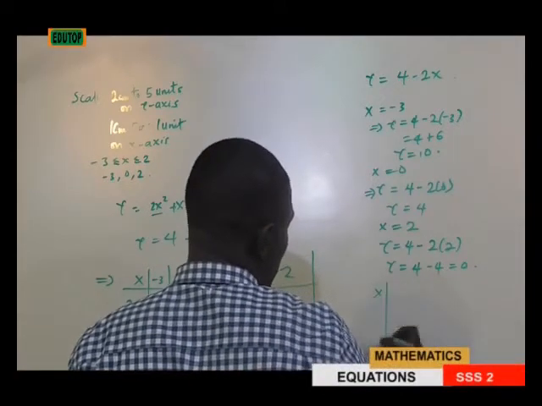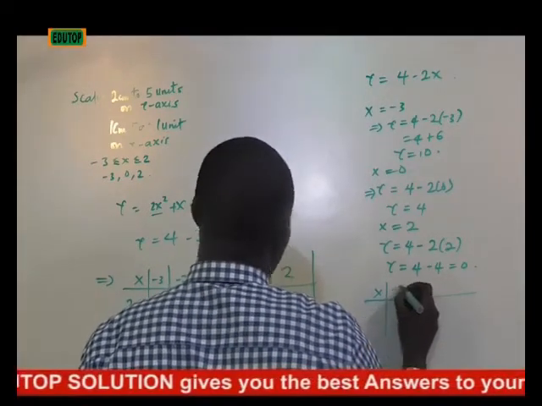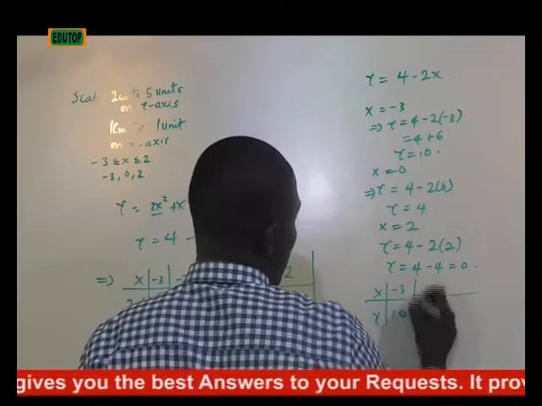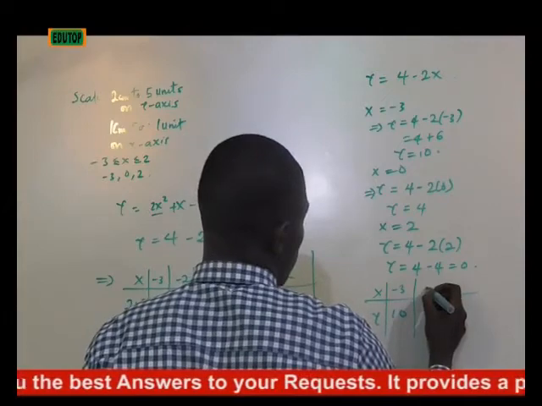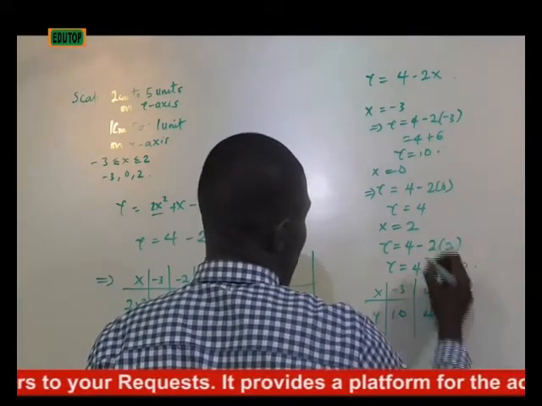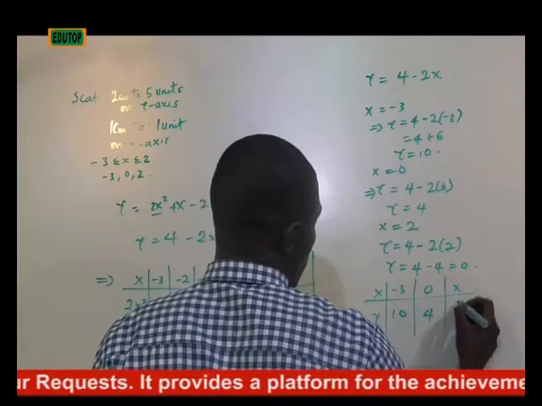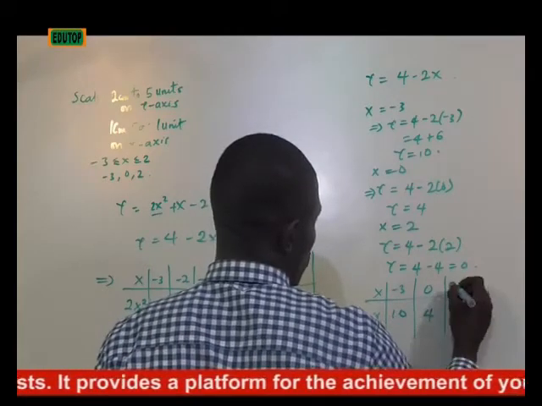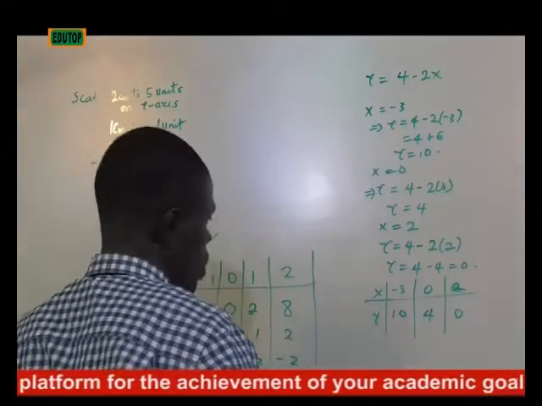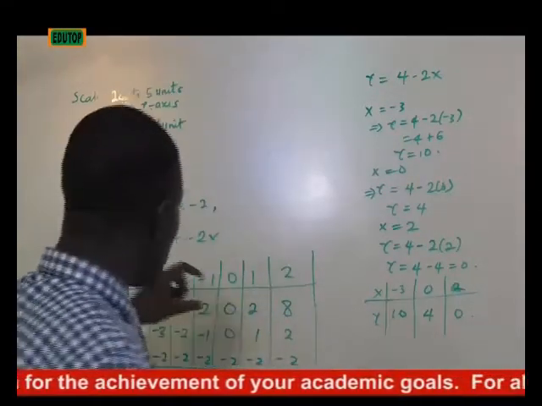Then by computing a table for this, when x is minus 3, my y is 10. When x is 0, my y is 4. And when x is 2, my y is 0. So this is what I will plot.